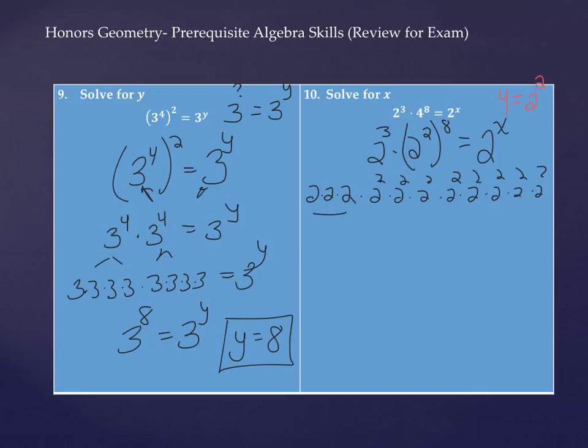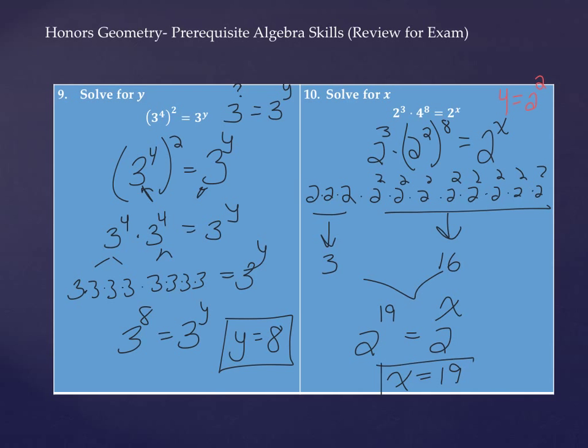So I've got 3 2's here. And I've got 2, 4, 6, 8, 10, 12, 14, 16. Again, power on power, multiply. So I've got 16 2's here. How many 2's are multiplying each other? I've got 19 total 2's. And therefore, I've got the same base here, and these exponents must be the same. So it's called 1 to 1. And x must equal 19. When in doubt, write it out.